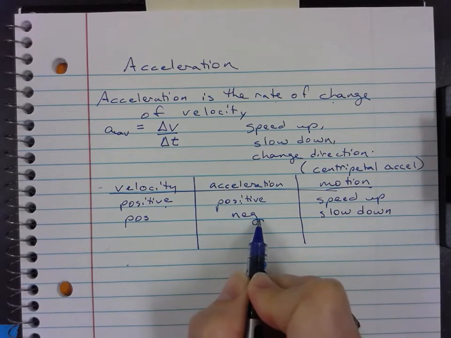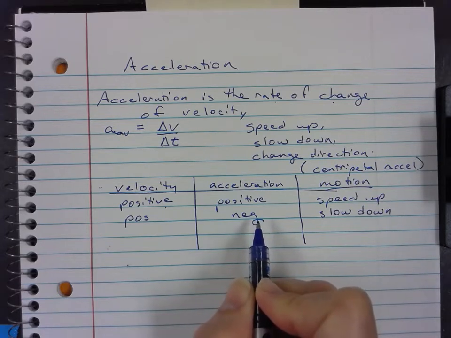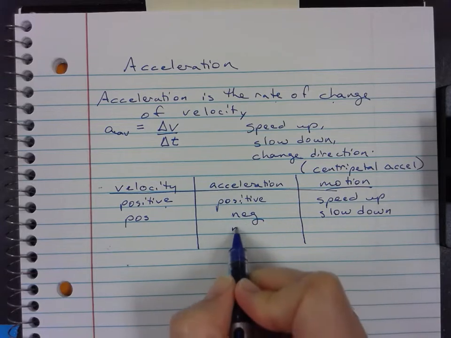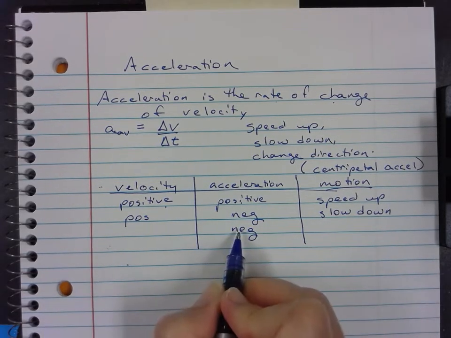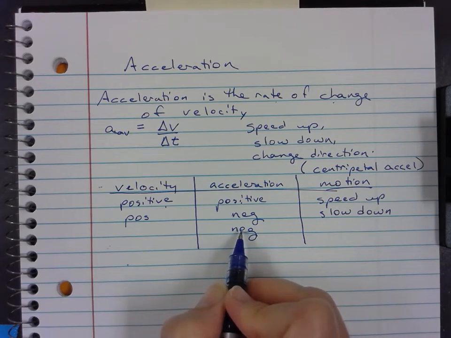And sometimes in problems, you'll be told, hey, this thing is slowing down at 3 meters per second squared. So you need to know to make the acceleration negative when you put it in the problem. It will not necessarily be stated as a negative number. Negative acceleration does not mean slowing down. Negative acceleration means the acceleration is the direction opposite to whatever we defined as positive.